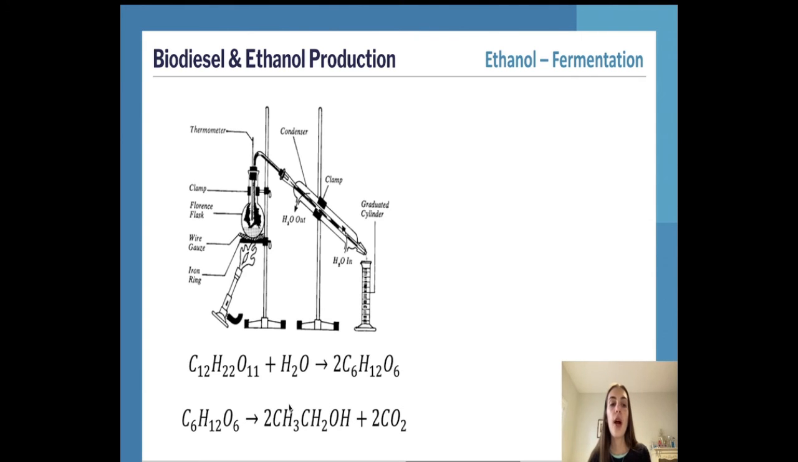And so this part of the reaction is what you do need to remember, is the part at the bottom. But basically ethanol via fermentation is the process in which we convert glucose to ethanol and carbon dioxide by fermenting it in what we see here in this kind of setup.